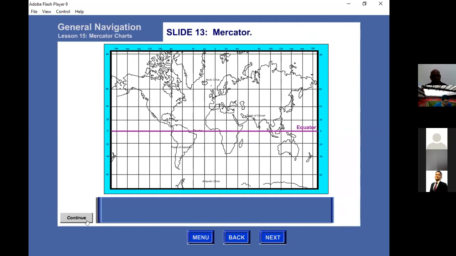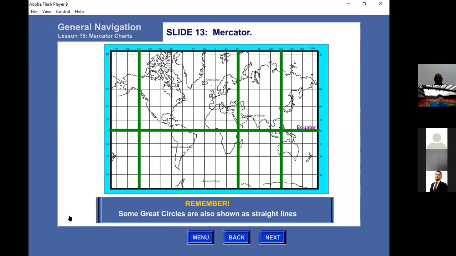Okay. Let's see this. So some great circle tracks are also shown as straight lines. You will appreciate that this is the equator, of course. It's a great circle. In any case, you see it here as a straight line. These are the lines of longitude. They come out in a Mercator as parallels because it is on a Mercator. But as that is, they continue to be meridians and lines of longitude.